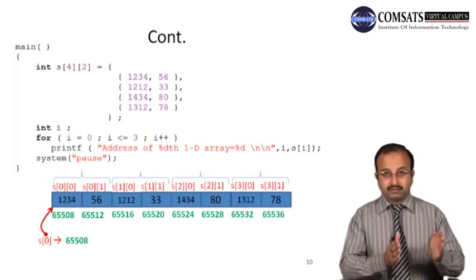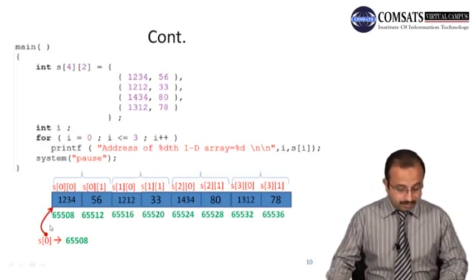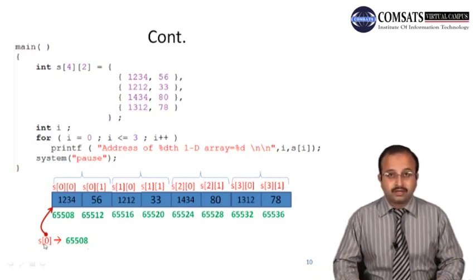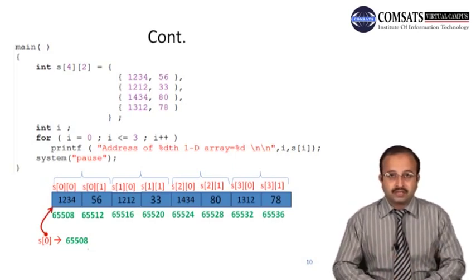जो पहली वन डायमेंशनल अरे है उसका एड्रेस होगा s of 0 में, ठीक है, and that address is 65508. Let's say this is the memory address of the elements of that array. So the address of this element 65508 is the address of the first one dimensional array in this two dimensional array.